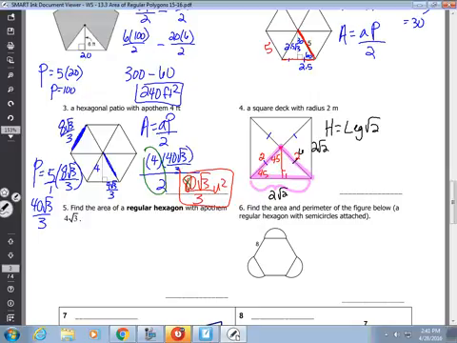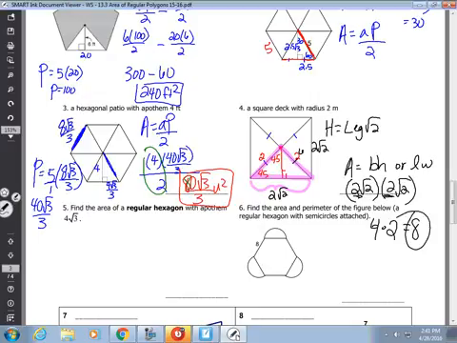And instead of doing apothem times perimeter, I know I can get the area of a square just doing base times height. Or I can say length times width. So basically I'm saying 2 square root of 2 times 2 square root of 2. Well, 2 and 2 together gives me 4. And square root of 2 times square root of 2 gives me 2. So my answer is 8. And I'm done.